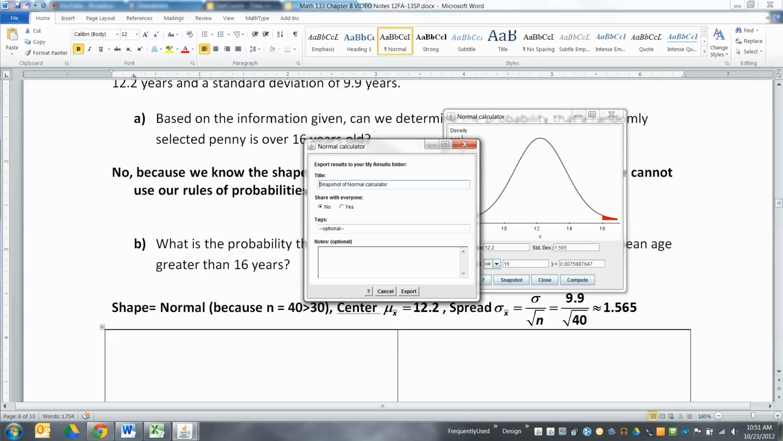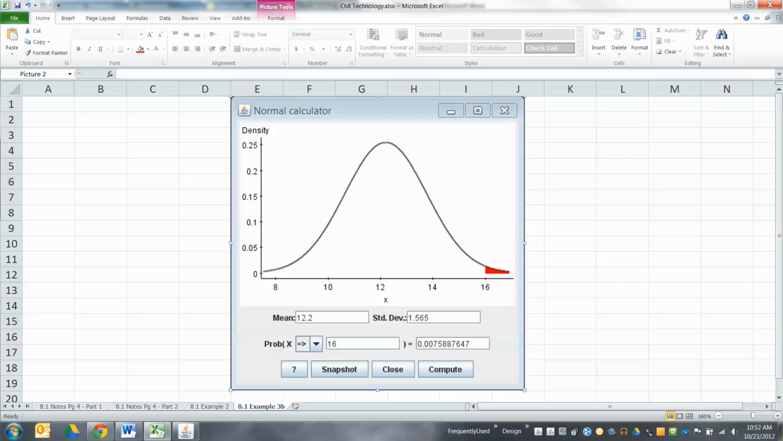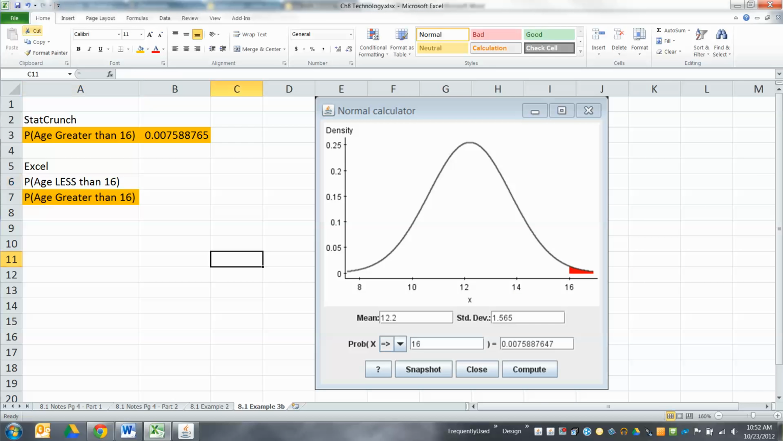Okay, let me copy and paste that in. Hold on one second. There we go. I copied and pasted it into my notes because you really just want that picture. And I put it in Excel, of course. So let me type this up real quick. Okay, so I just typed up what we had. In StatCrunch, it said that this was the answer, 0.007.